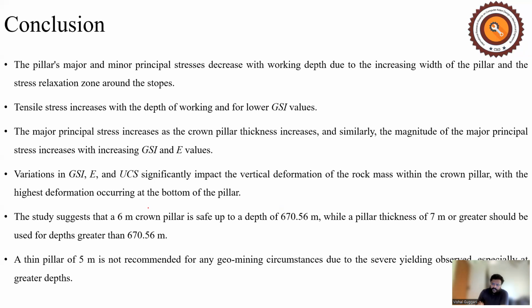And again, GSI, E and UCS have a significant impact on the vertical deformation as well as the plastic zone. In final, this study suggests that the 6 meter crown pillar is safer only up to a depth of 670.56 meters, and above that, a pillar of 7 meters or greater should be used for greater depths of around 670 meters and below.